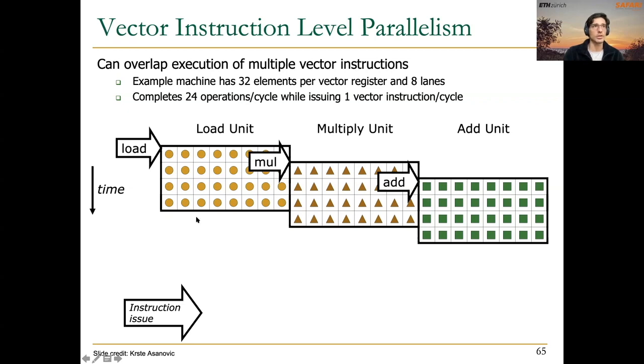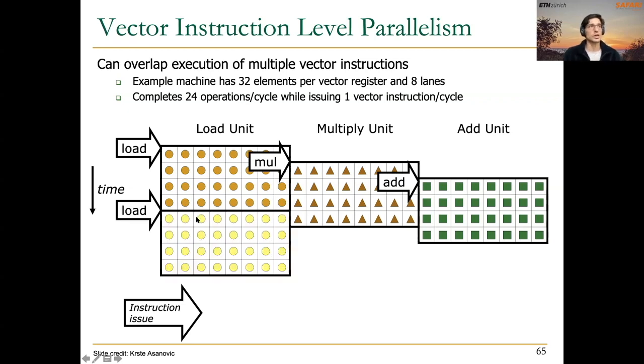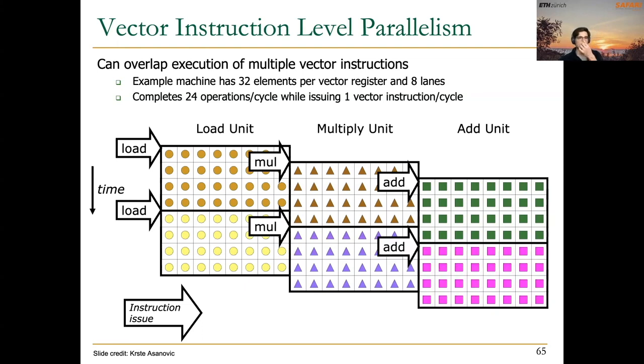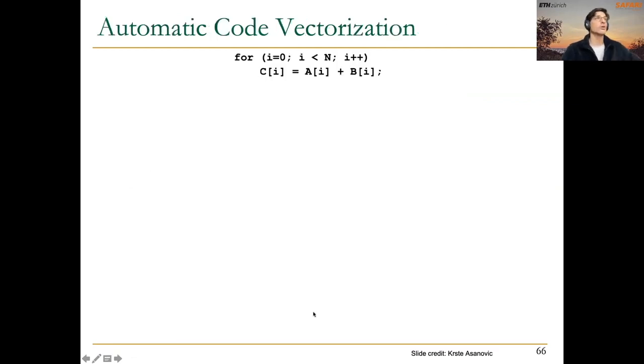And after we are done with the 32 elements, we can go to the next load instruction, or the next multiply instruction, or the next add instruction. And as you see here, at the same time, we are executing different instructions on different units in the same space. We are executing the same instruction on different values as well. So this is the combination of both.